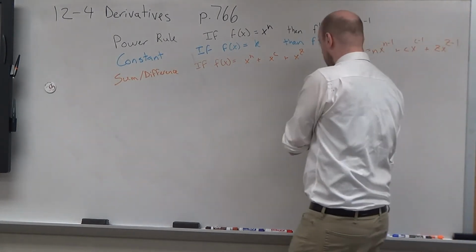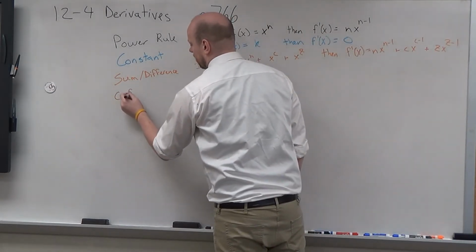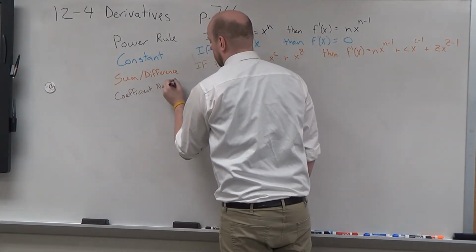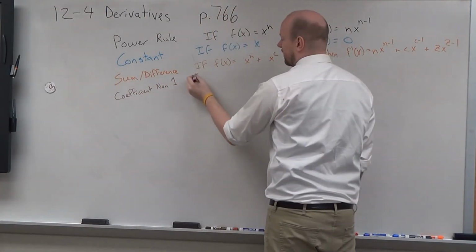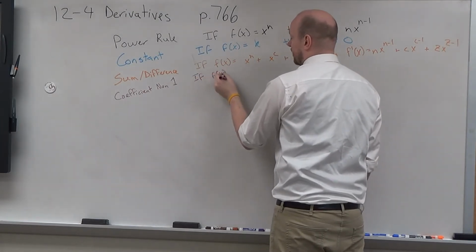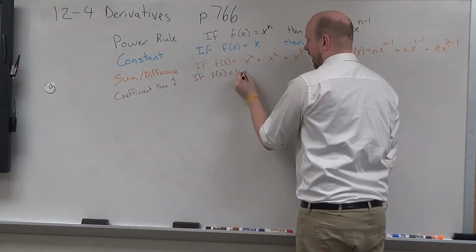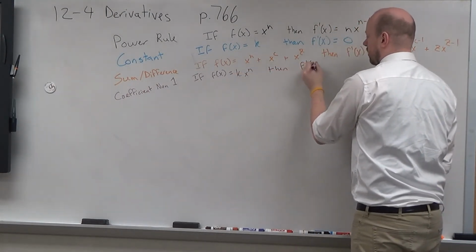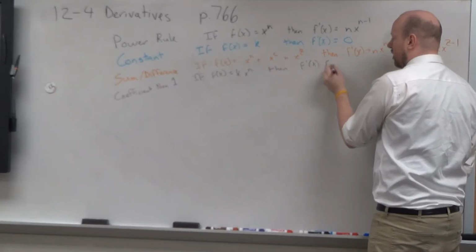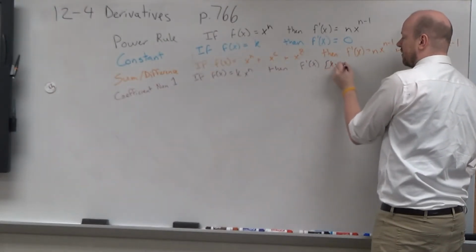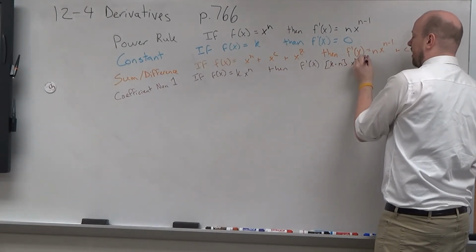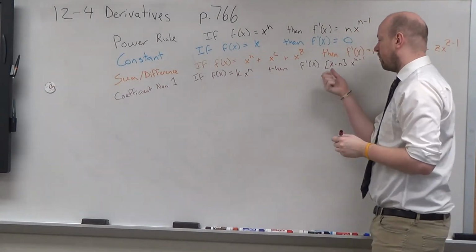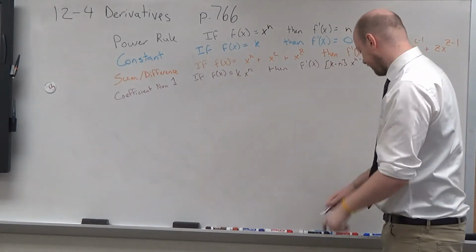Okay. And if my coefficient isn't 1, coefficient non-1, so if I have something like f of x equals k x to the n, then my derivative just turns into, I multiply out front, so I get k times n times x to the n minus 1. My value gets bumped down, you just multiply if there's already a number there.